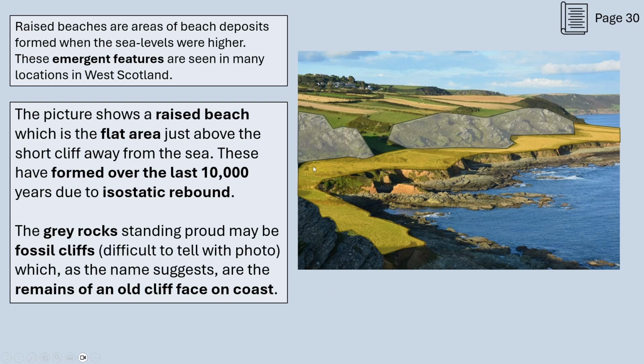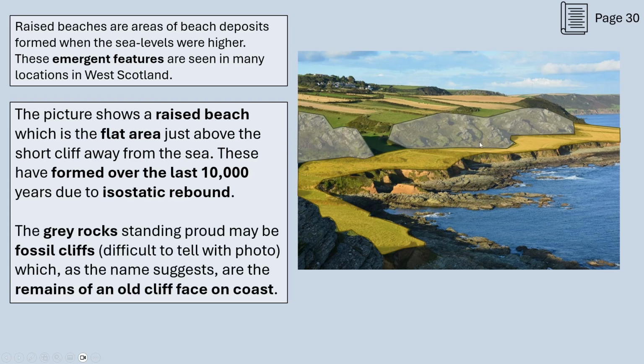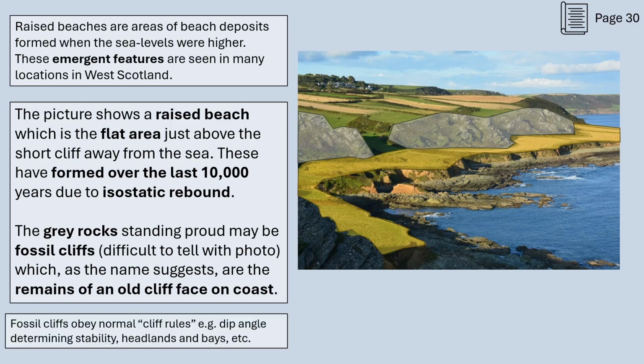And these grey rocks, if I go back, are standing a bit proud. These grey rocks could be fossil cliffs. It's difficult to tell from this photo, but as the name suggests, fossil cliffs are remains of an old cliff face on a coast. And fossil cliffs obey the normal cliff rules that you learnt in the first inquiry question. So the dip angle determines how stable they are, and whether you get headlands and bays if you've got a concordant or discordant cliff.